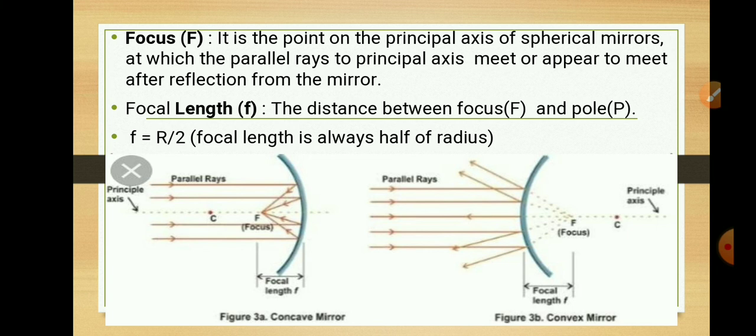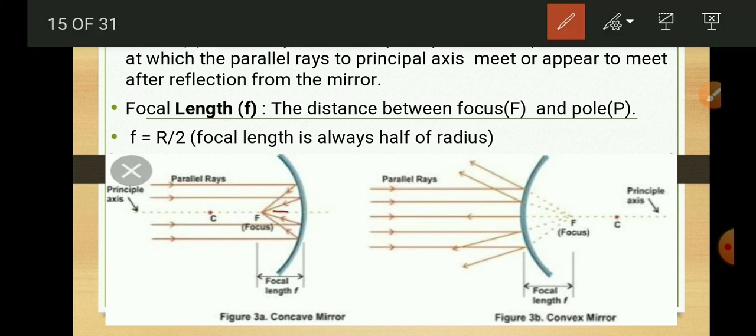Another term is focal length. It is the distance between the focus and the pole. So the distance between the principal focus and the pole is called the focal length. It is denoted by the small letter f. So this distance is the focal length of this concave mirror, and this distance is the focal length of this convex mirror. The distance between the principal focus and the pole is called the focal length. It is denoted by the small letter f.